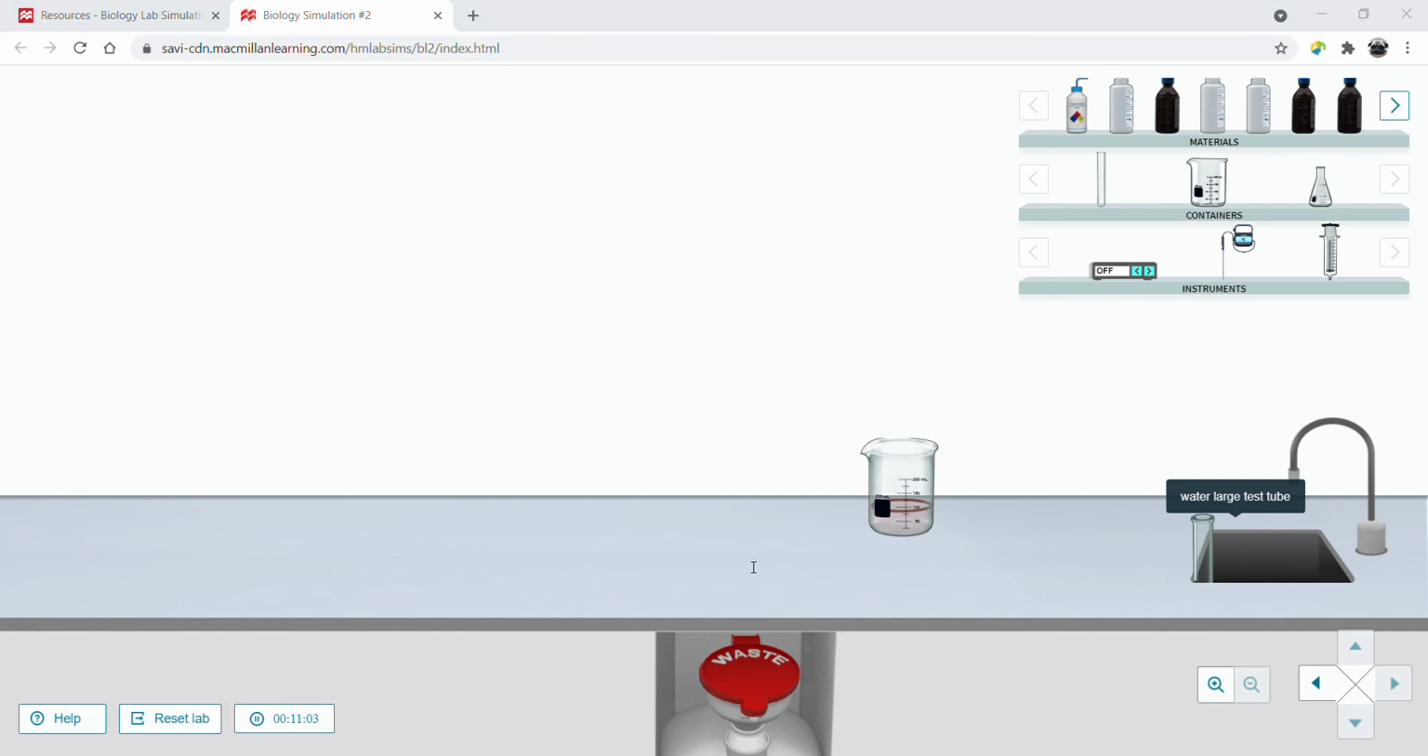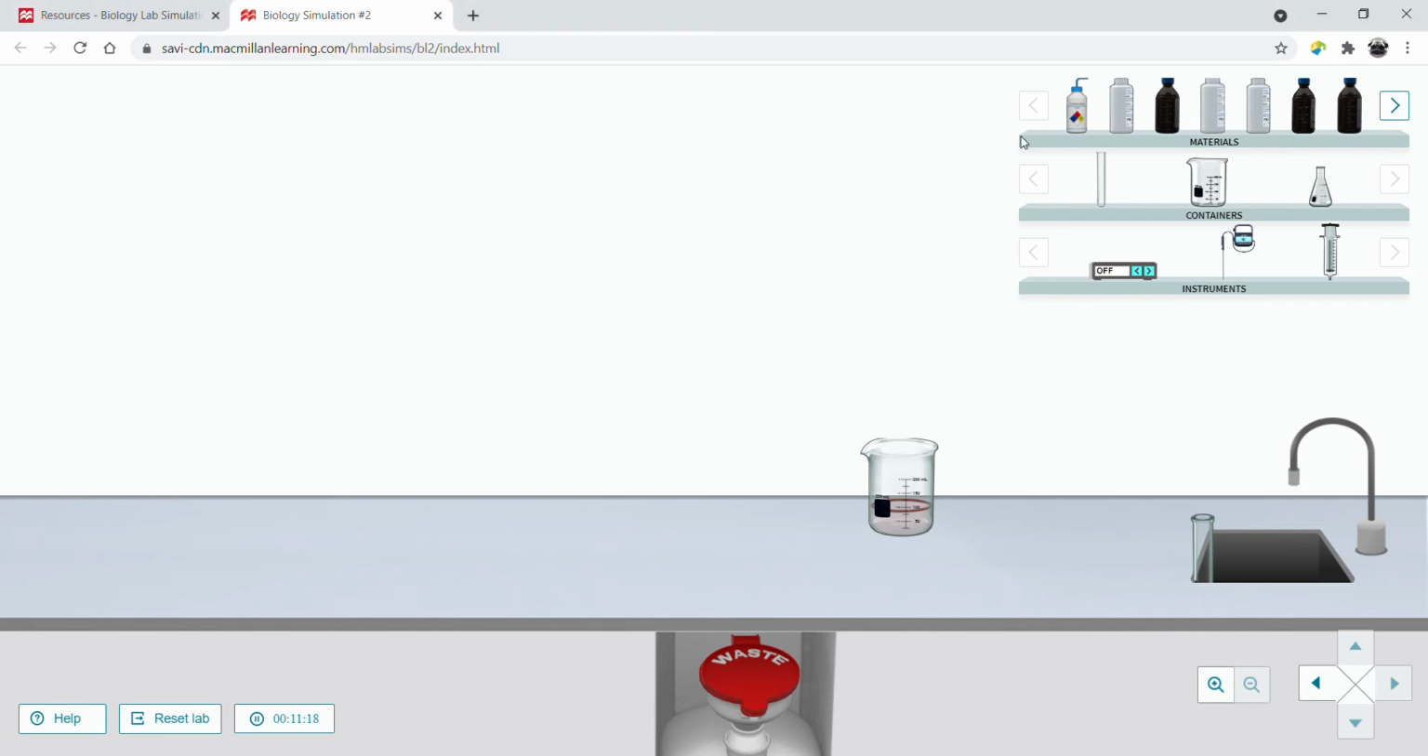Next, we are going to do the test for lipids. We're going to take 2 test tubes from the containers. I'm here on page 5, experiment 3. We're going to put 6 mLs of corn oil in one, water in the other, and you're going to record those results in table 3. Then we're going to add 6 mLs of the Sudan 3 solution into each of them.